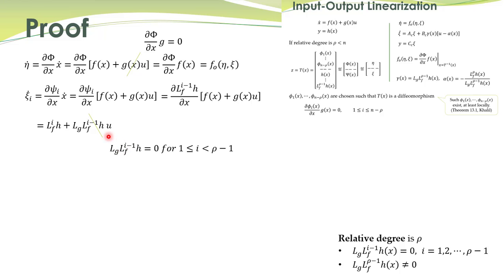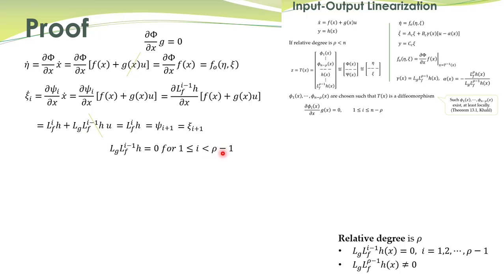This term is 0. Therefore, for this i between 1 and rho minus 1, xi i dot is equal to Lf i h. What is this Lf i h equal to? So this is psi i plus 1. So this thing will be equal to psi i plus 1, which will be equal to xi i plus 1. So this is psi i plus 1, and which is by definition equal to xi i plus 1.